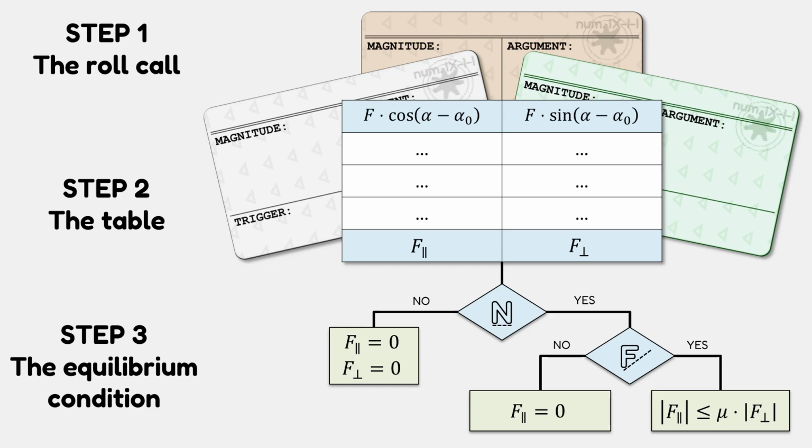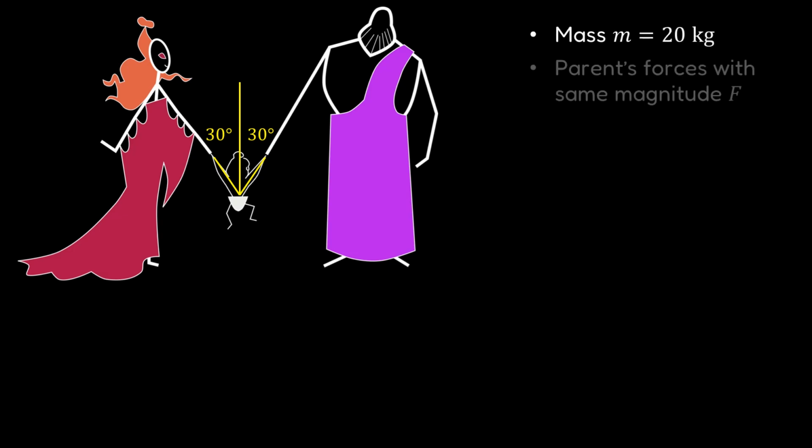Now we'll take a problem and see how our method crushes it, freezes it, melts it, and blows it away. A child is lifted by the parents with inclination shown in the figure. The child weighs 20 kilograms and the parents are applying forces of equal magnitude. The goal is to find the magnitude of these forces.